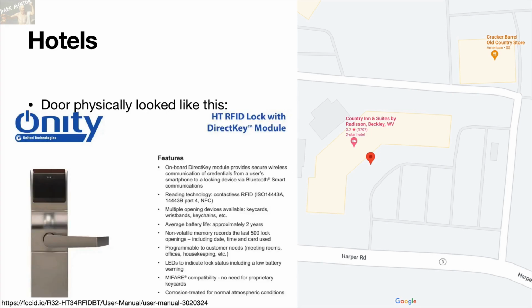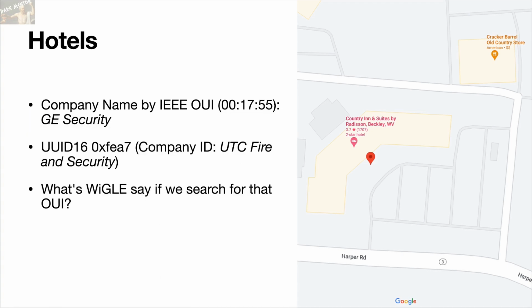Now, the door itself physically looked like this. This is just some door I found on the FCC website and decided, yeah, that looks about right. Specifically, it mentions using Bluetooth Smart, which was the earlier name for Bluetooth Low Energy. So it's saying that this door, beyond using contactless RFID type stuff, can also use Bluetooth to open the door. When we look at the OUI on this, it comes up as GE Security. That seems about right because we're talking about door locks, so it makes sense that there would be a security company. Furthermore, it is also advertising a 16-bit UUID that came up as UTC Fire and Security. That might be more specific, or the company UTC may have been bought by GE Security, I don't know for sure.